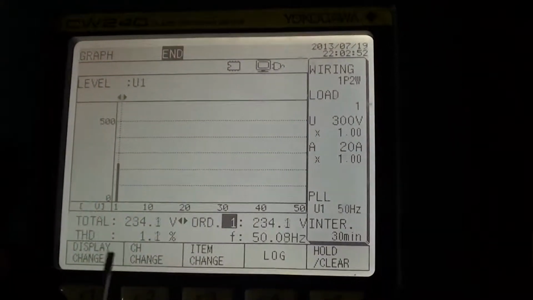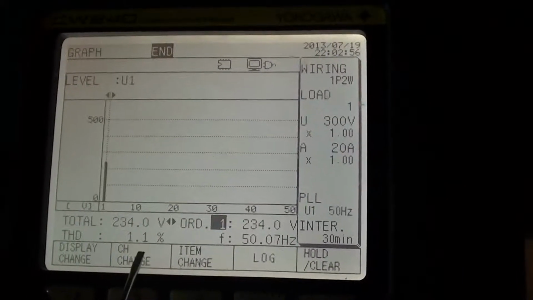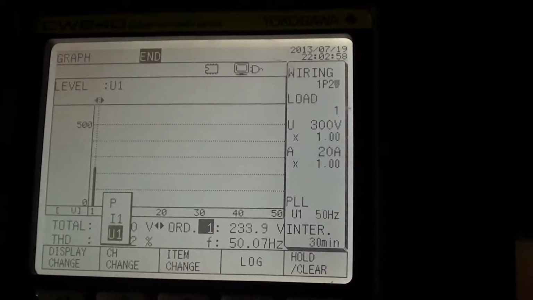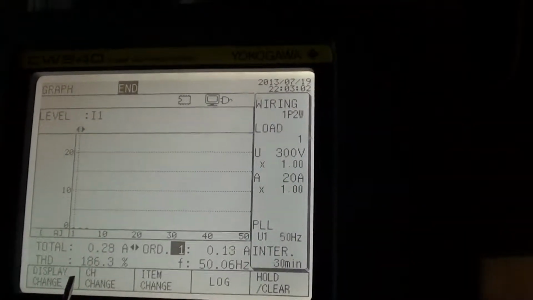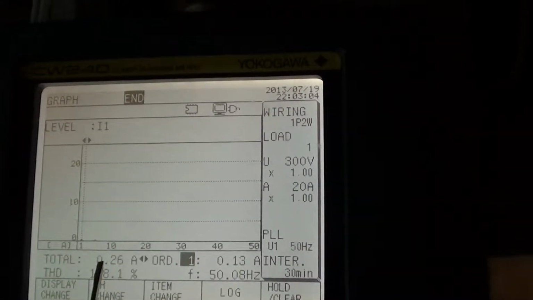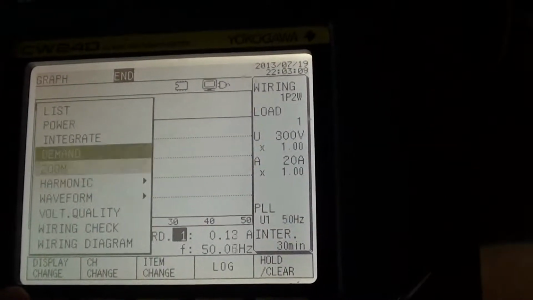As we can see, there are no harmonics present for voltage and the THD is very low, 1.2%. But for current, that is not the case. The current THD is very high, 183%, and the current value is 0.28.